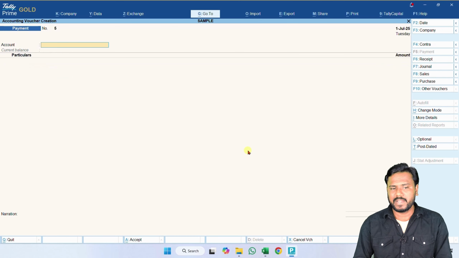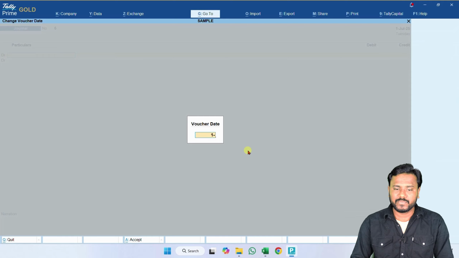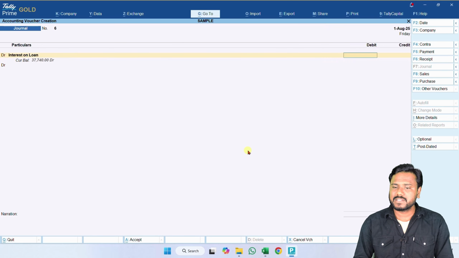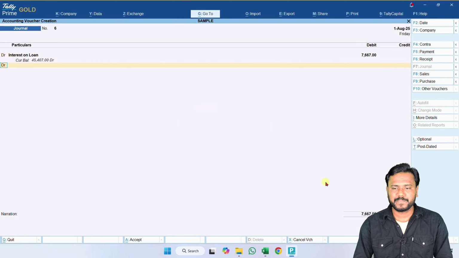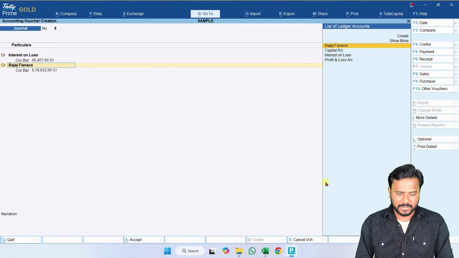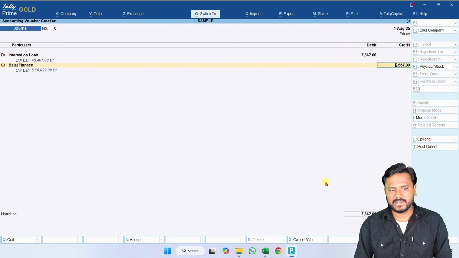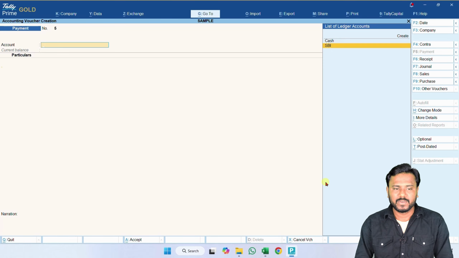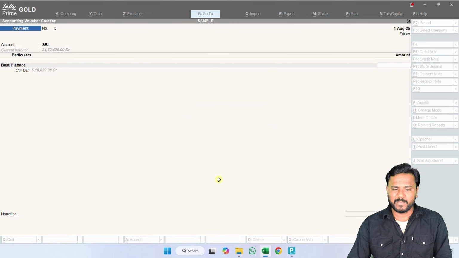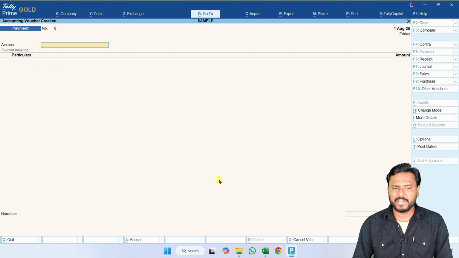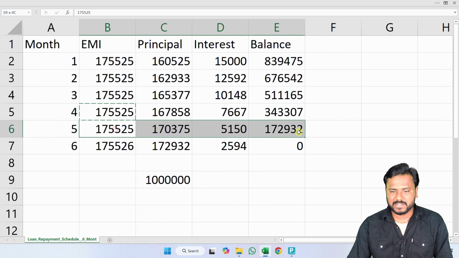1,75,525. Control J. And next again in August, go to F7 journal voucher, F2, on 1st August interest on loan. What is the interest amount you pay? 7,667 to credit this loan amount to Bajaj Finance. And again go to payment voucher from SBI, pay money to Bajaj Finance. How much do you pay again? Same, 1,75,525. Let me complete the remaining two transactions also.